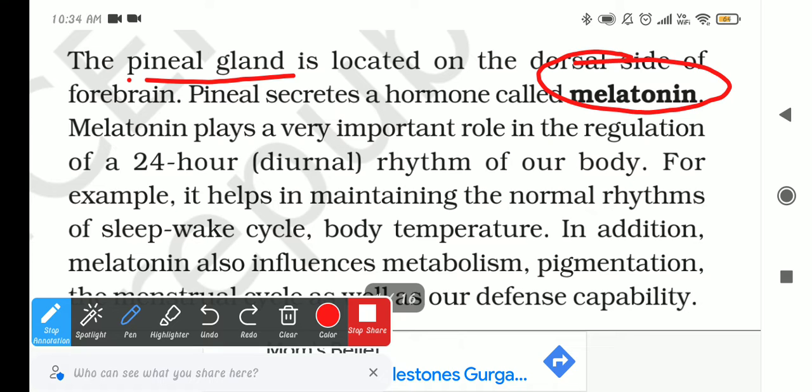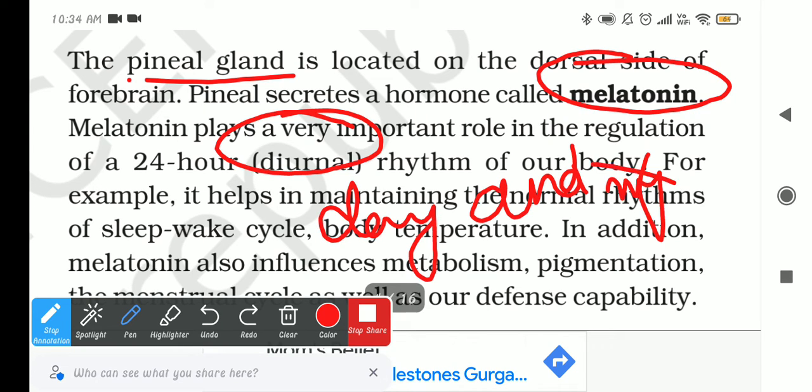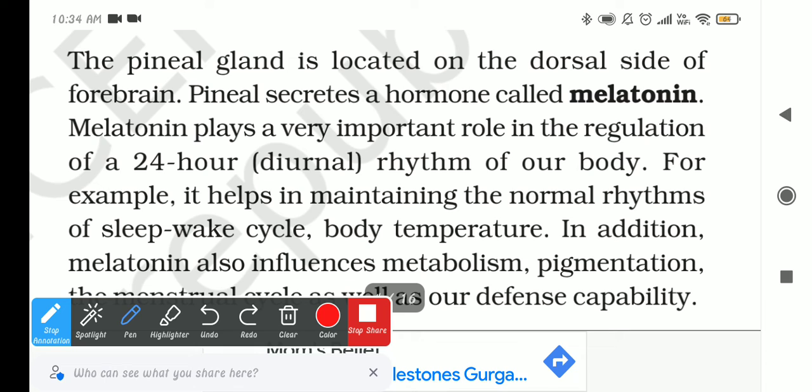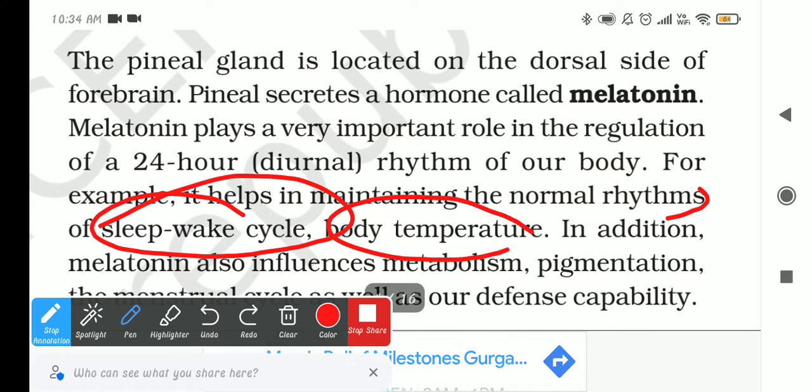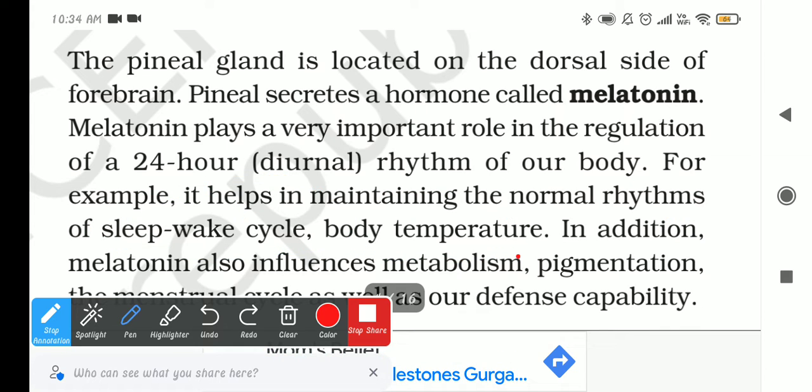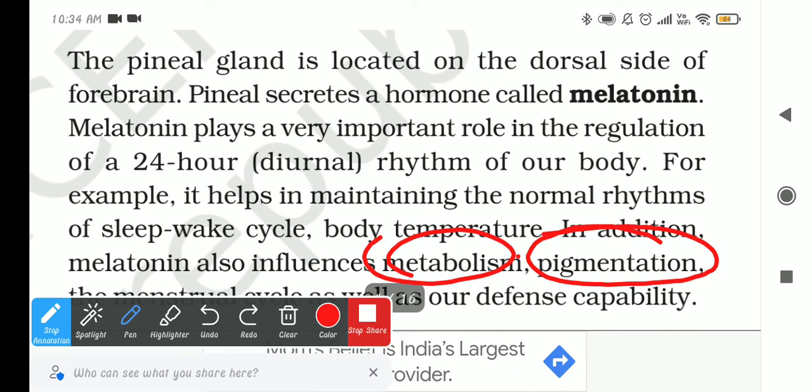The hormone secreted by our pineal gland is melatonin, and melatonin plays a very important role in the regulation of our diurnal rhythm. Diurnal means the day and night rhythm of our body. Its function is to maintain the regulation of the 24-hour diurnal rhythm of our body. For example, it helps in maintaining the normal rhythm of sleep-wake cycles and body temperature. It also influences metabolism, pigmentation, and so on.